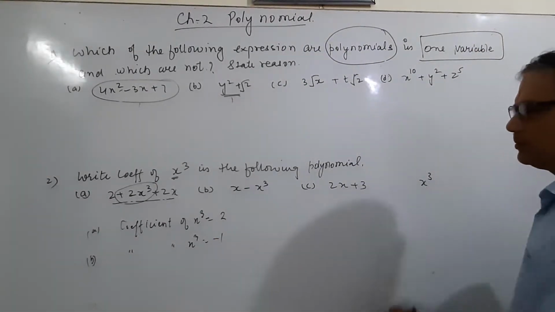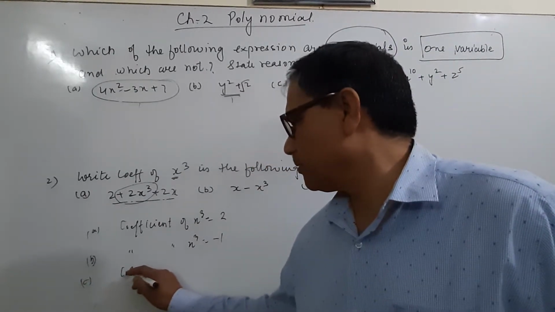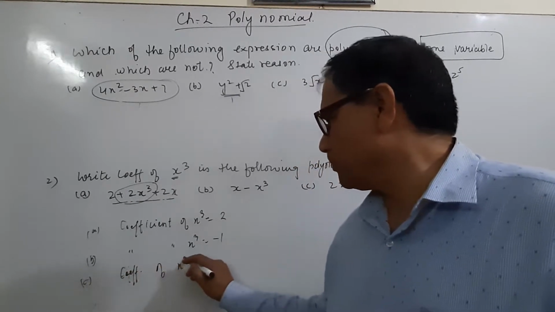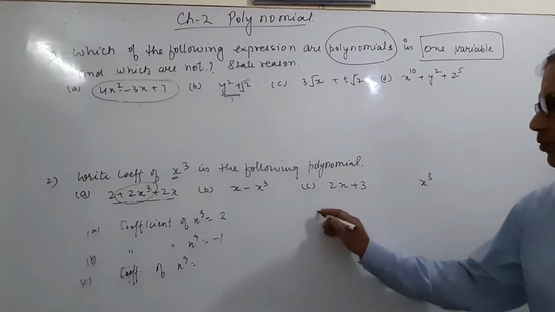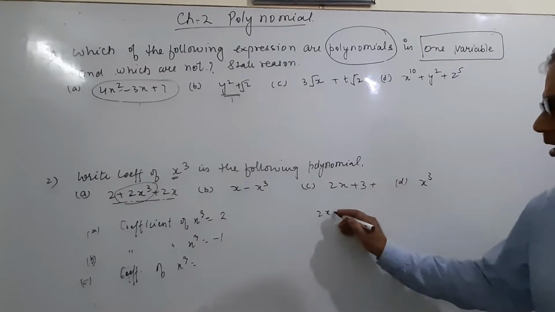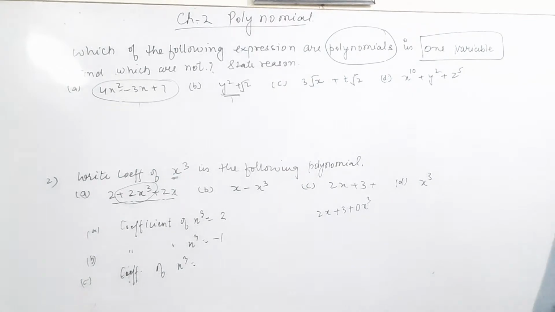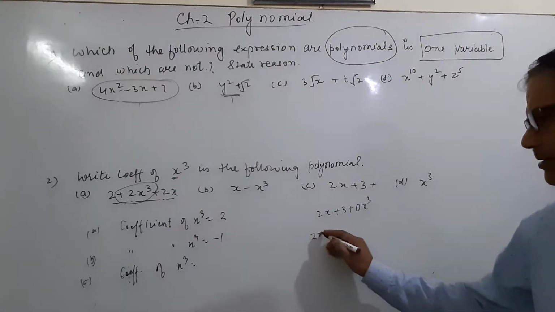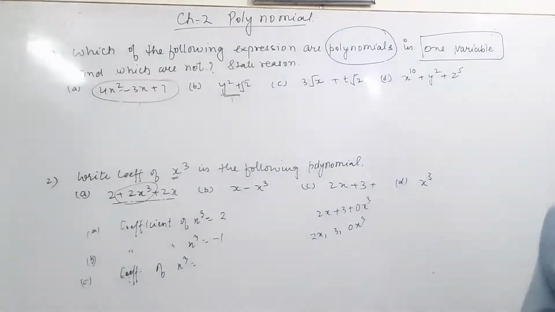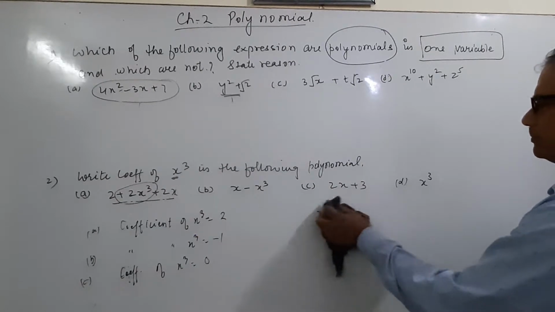And now here is C. Coefficient of x cube is equal to... here is 2x, is there an x cube? No. So I can write 2x plus 3 plus 0x cube. Then separate the terms 2x, 3, 0x cube. So what is the coefficient of x cube? 0.